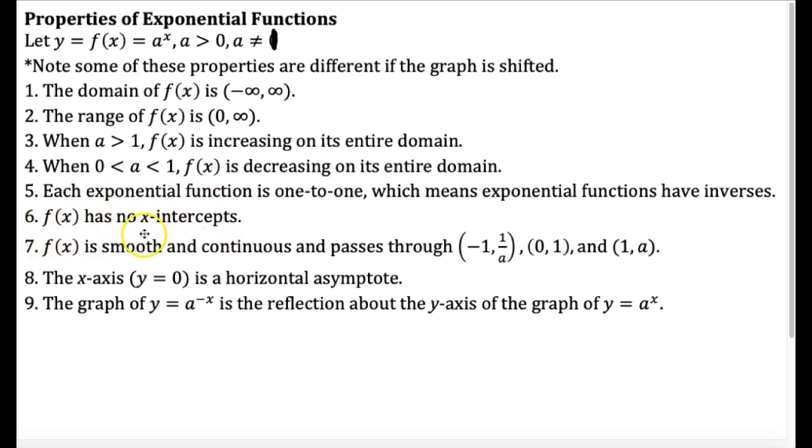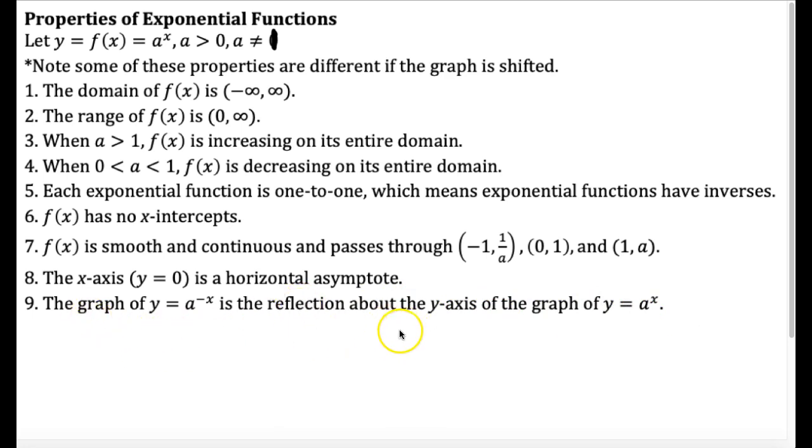Since y equals 0 is an asymptote, that means that the graph never crosses the x-axis, right? So it has no x-intercepts. There are three interesting points on the graph: -1 and 1 over whatever the base is. Like I said, the y-intercept is always 1, again, unless we've shifted the graph somehow. And then the point 1 and the base will always be on the graph. y equals 0 is a horizontal asymptote, and the graph of y equals a to the negative x is a reflection over the y-axis of the graph of y equals a to the x.